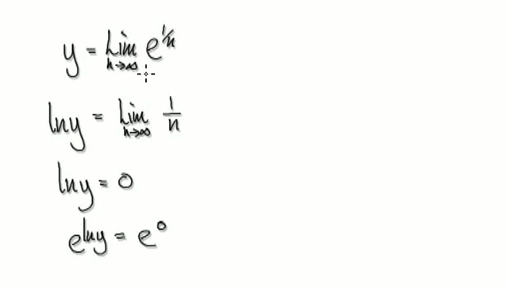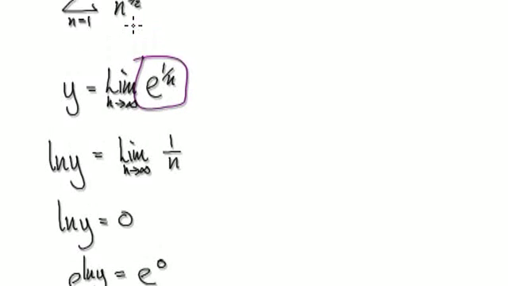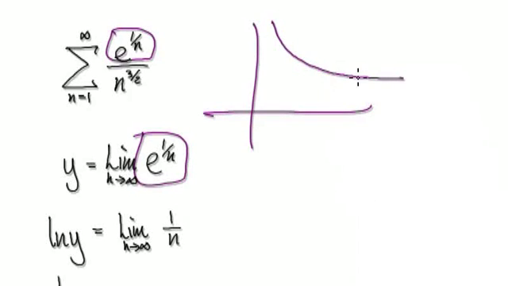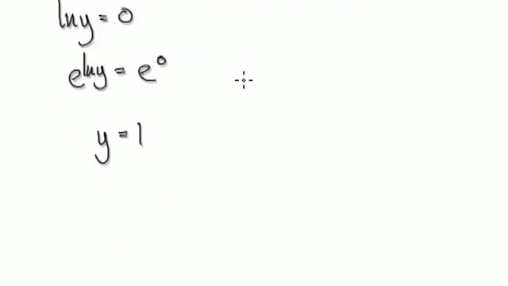The limit of this thing here is 1. So the limit of this, as n tends to infinity, is 1. So what that means is it's going downhill. The limit is 1.